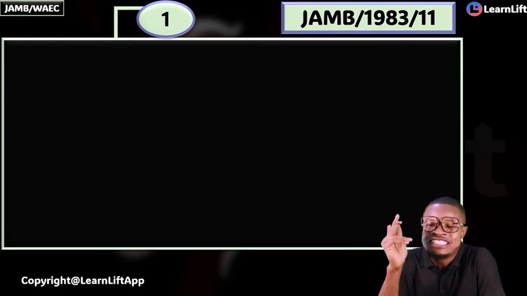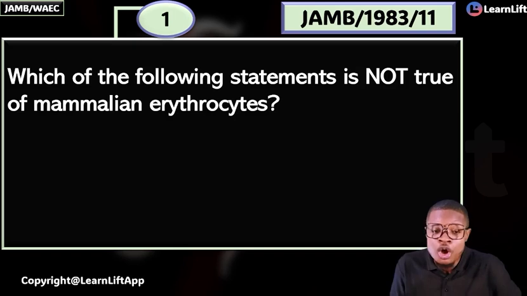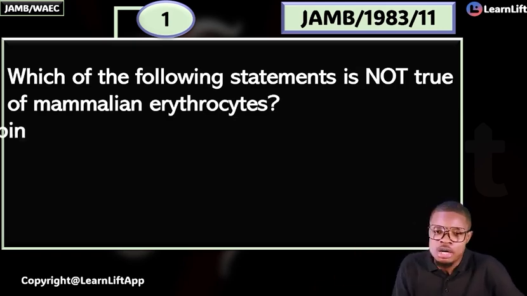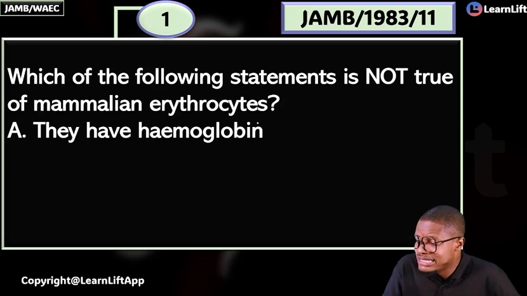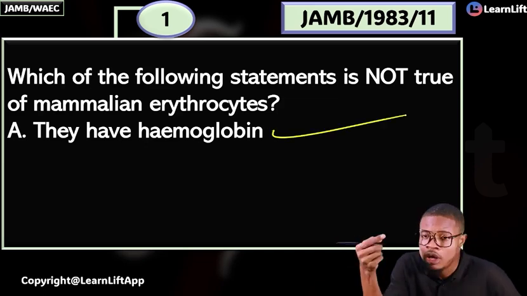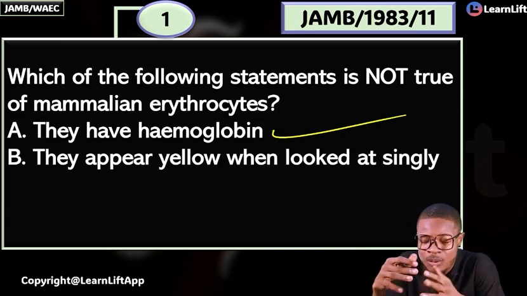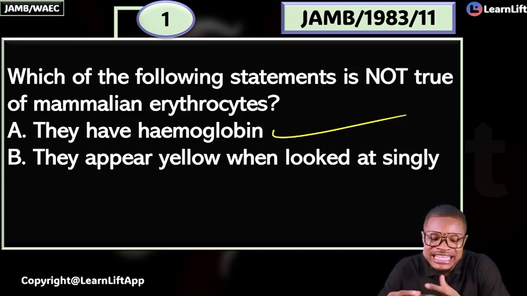Let's go now. JAMB 1983 question 11. The question says, which of the following statements is not true of mammalian erythrocytes? Which one is not true? Option A says they have hemoglobin. Yes, of course. RBC, they have what? Hemoglobin. Correct. Option B, they appear yellow when looked at singly. When you look at a single RBC, it appears yellow.